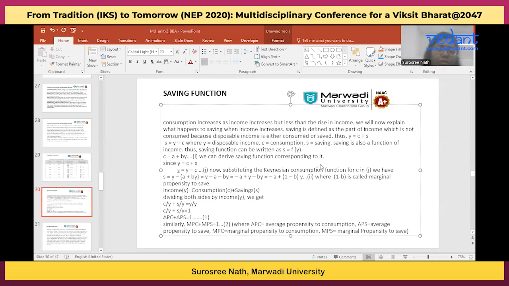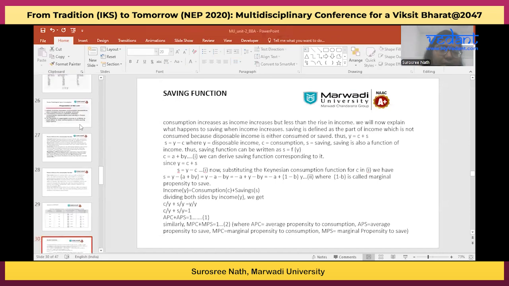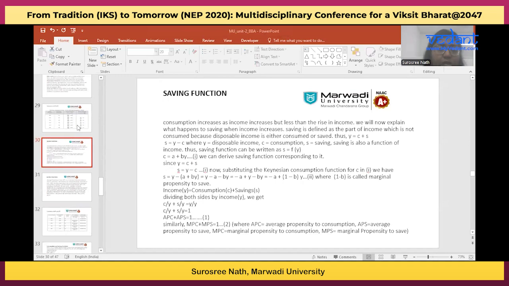Okay, so from unit 2, we have done all the mathematical calculations, MPC, APC, everything, in the previous videos. Now we come to the savings function. The savings function is a function that depends on the income.